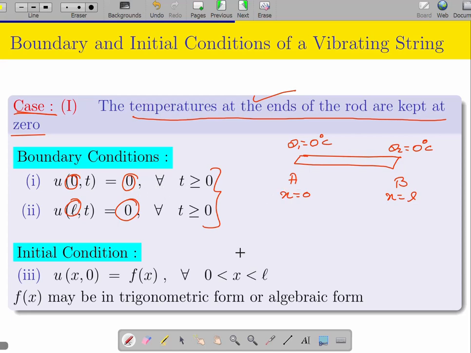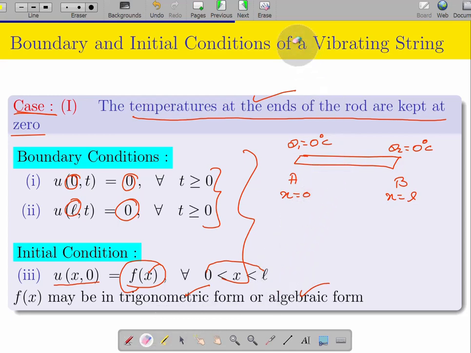The next one is the initial condition. Before starting, taking the count of time, what is the condition of the rod initially? That is given as u(x,0) = f(x). This is the initial temperature, and x lies between 0 and L. That f(x) may be in trigonometric form or algebraic form. So these are the boundary and initial conditions for the one-dimensional heat equation when both ends of the rod are kept at 0 temperature.